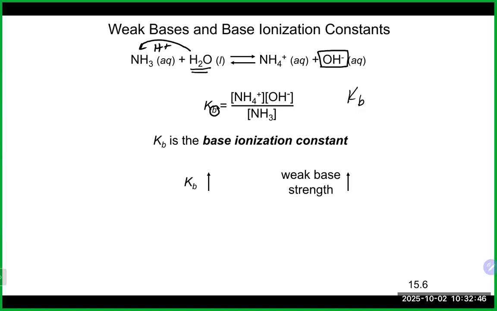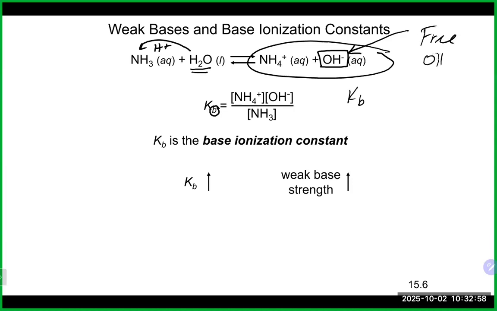The reasoning is the same. The Kb value increases as an equilibrium constant, which means a larger K value, more products. More products in this case means more free OH minus floating around in that solution. And that makes it a stronger weak base than another weak base that you're comparing it to.